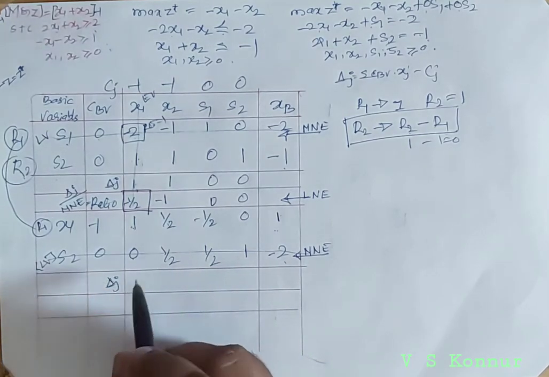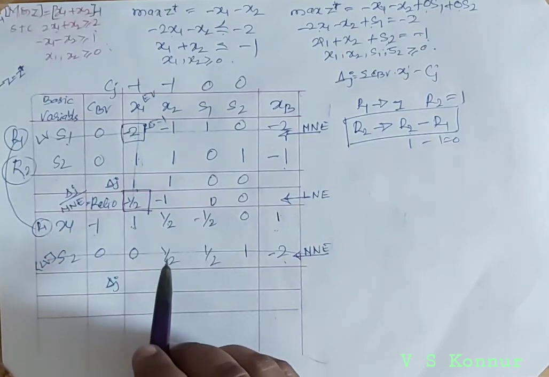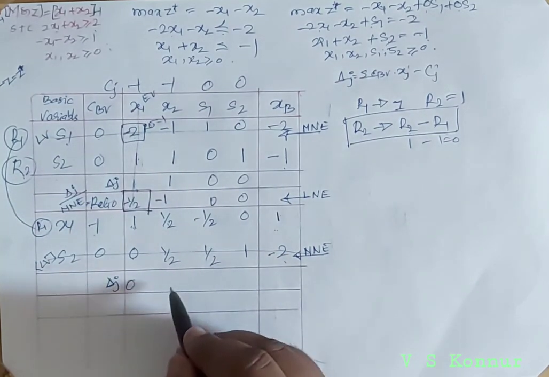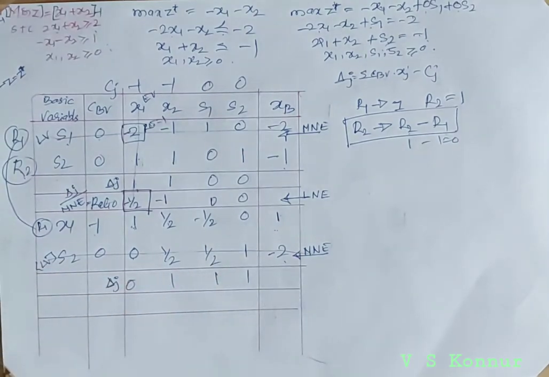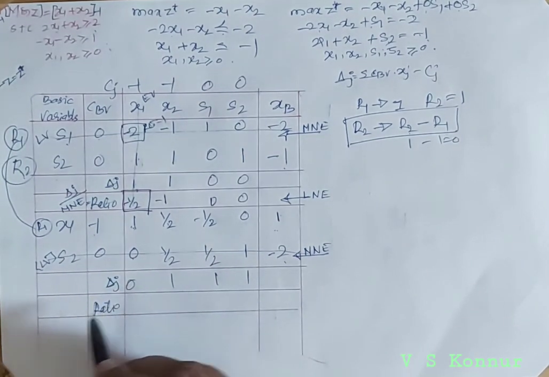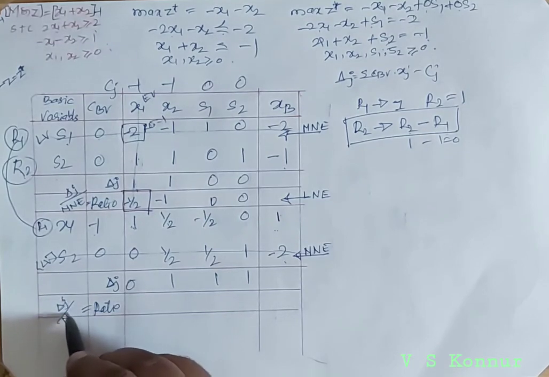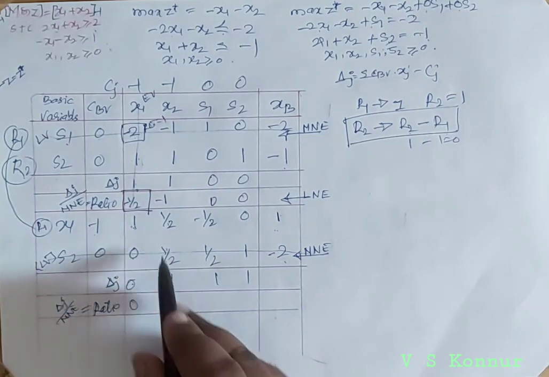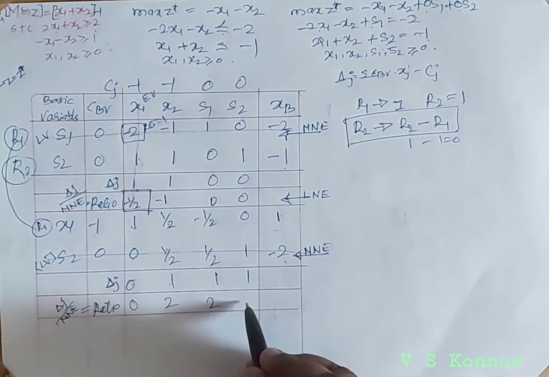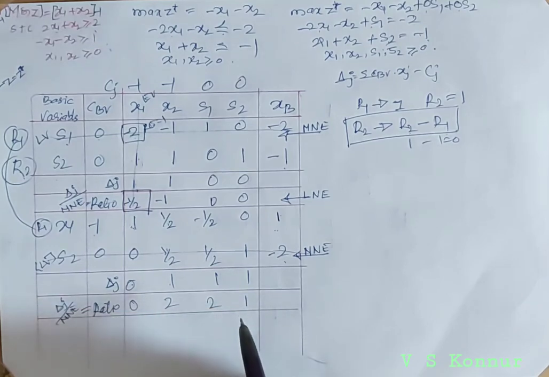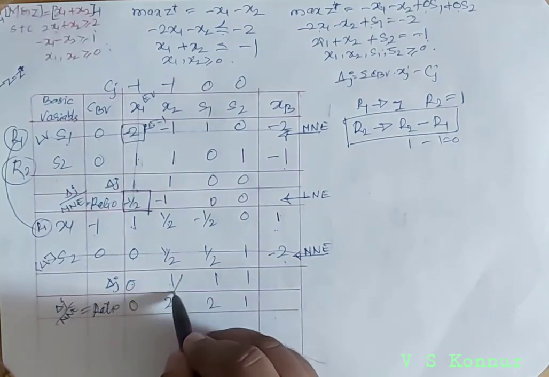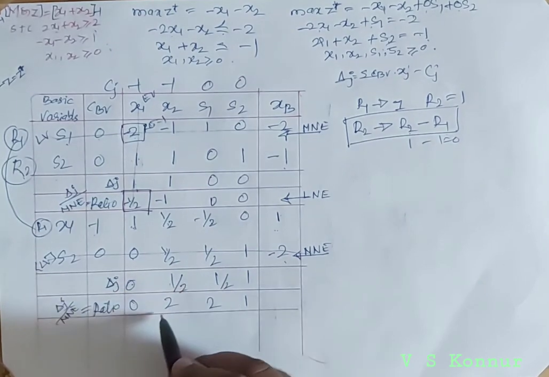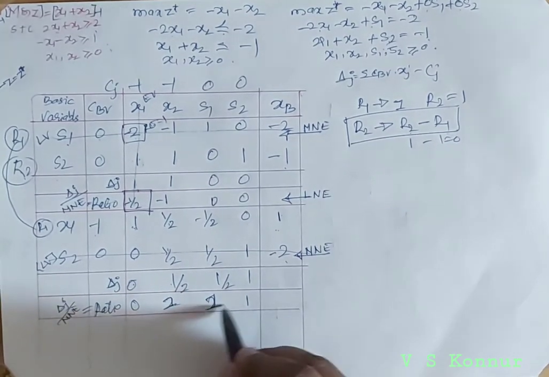Then you have to calculate delta J. Minus 1 into 1 is minus 1, minus of minus 1 is 0. So we'll get 1, 1, 1 here. Then you have to calculate the ratio. The ratio is calculated by delta J divided by the most negative element. 1 divided by 1 by 2 is 2, and 1 by 1 is 1. So we get 1 by 2, 1 by 2, and here we get 1, 1, 1.